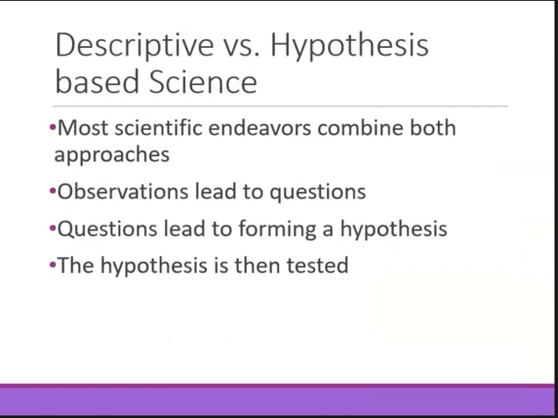So while descriptive science and hypothesis-based science are different, often the boundary between the two is a little blurred. We know that scientific endeavors combine both approaches. So we know that observations will lead to questions, questions will lead to forming a hypothesis as a possible answer to those questions, and then the hypothesis is tested. So both descriptive science and hypothesis-based science work together.